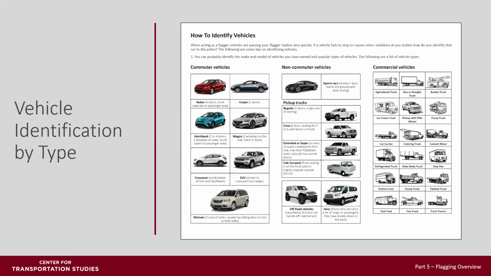The local transportation assistance program website will have a recording of this webinar along with these next 2 pages that you can print and study. The first provides a description of the vehicle types that aid law enforcement in finding the vehicle. Commuter vehicles, non-commuter vehicles, and commercial vehicles and their descriptions, which is very helpful in identifying that vehicle for law enforcement.